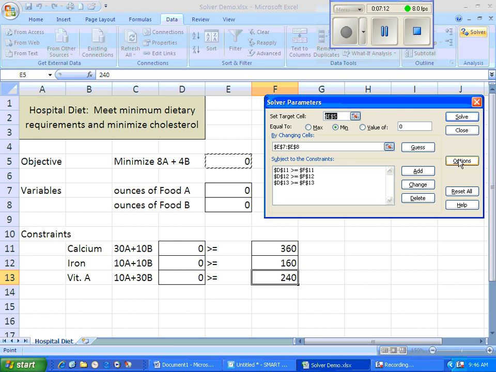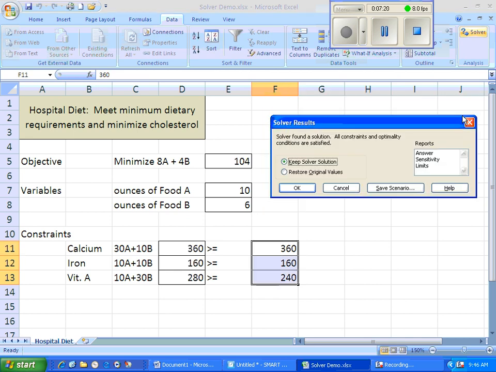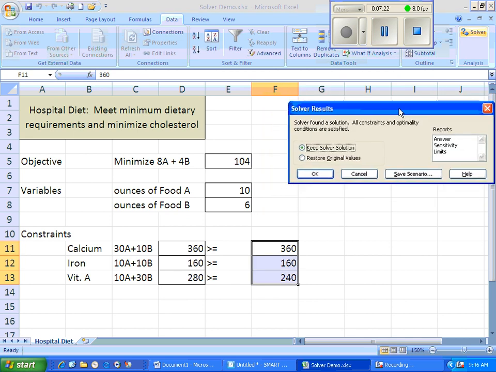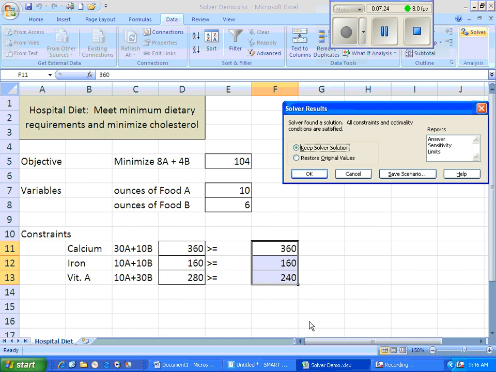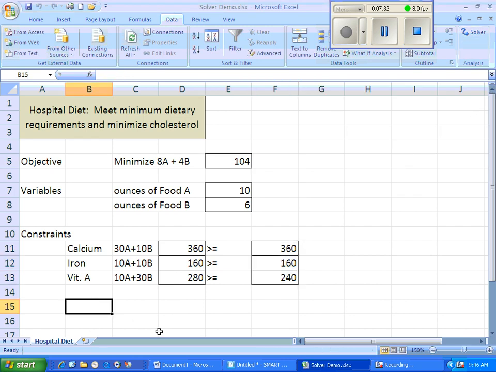And then one thing to watch out for here under options, be sure to click on assume linear and assume non-negative. OK, and then we can press solver, and it solves our equation. Now be sure when you finish a problem that you actually write down the solution.